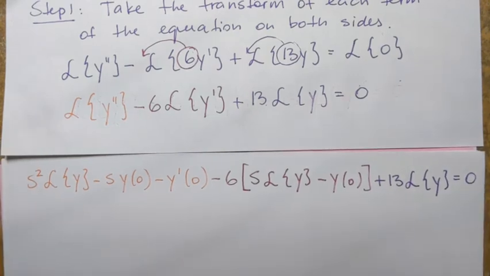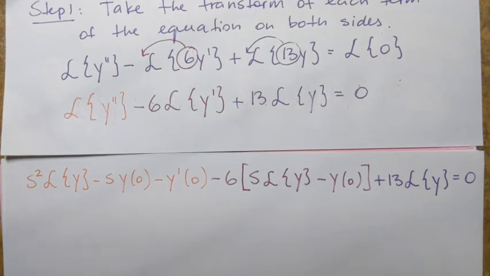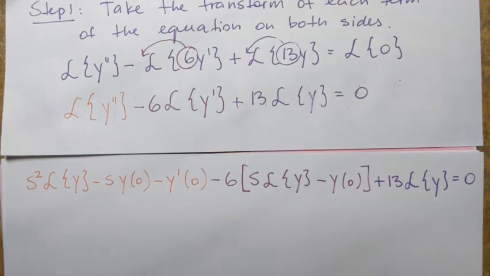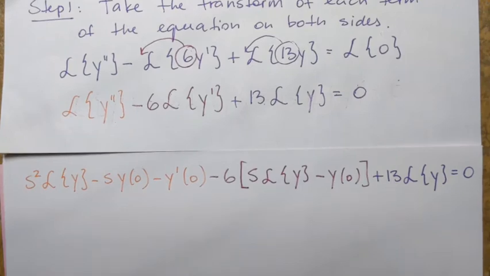So this is what we get if we take the transform of each term of this equation on both sides. What do we do next? Next, our goal is to solve this equation for the Laplace transform of y. So notice we have the Laplace transform of y here, here, and over here. So our goal is to solve for that. And there are a couple of things that we can do to help us. So first, we need to remember that that was the initial value problem that we were solving, right?